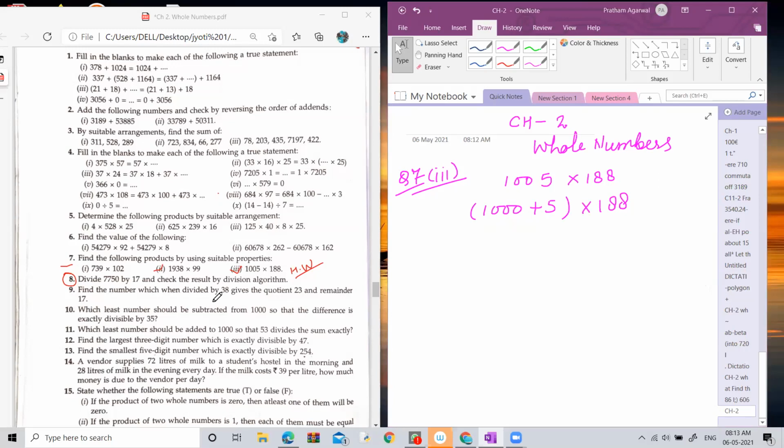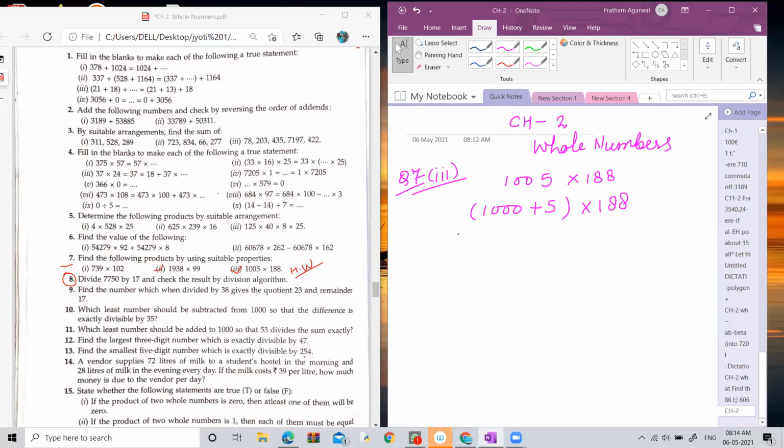Quickly respond. Ark Agarwal, kindly unmute yourself. Yes, ma'am. Okay, fine. Keep yourself unmuted during the class. Now, what do we have to do? (1000 plus 5) into 188. Which property do we have to apply here to simplify this?